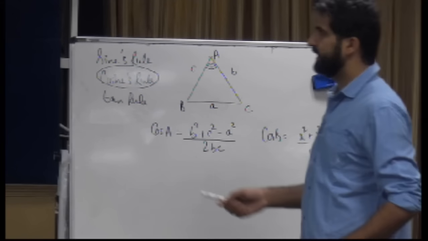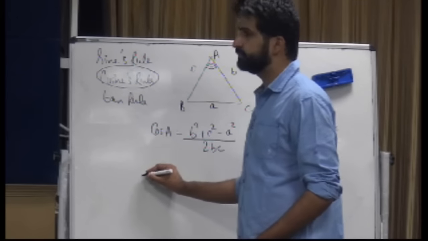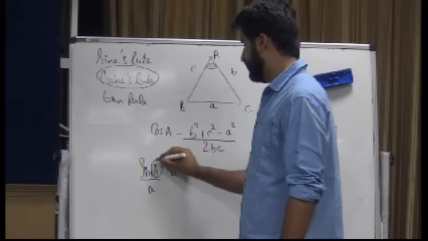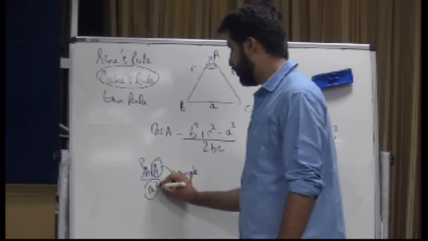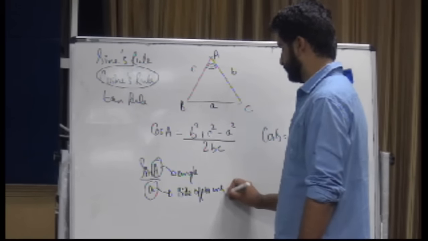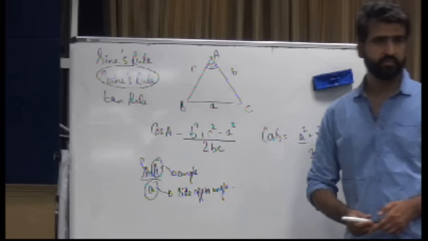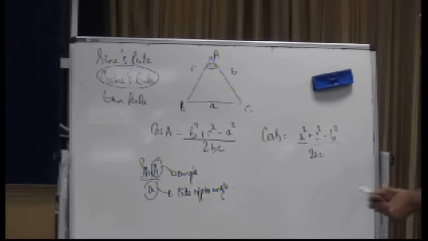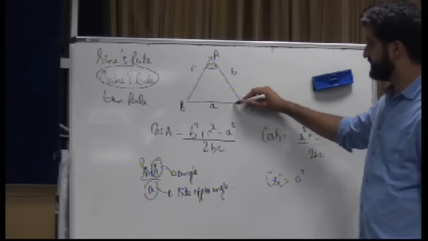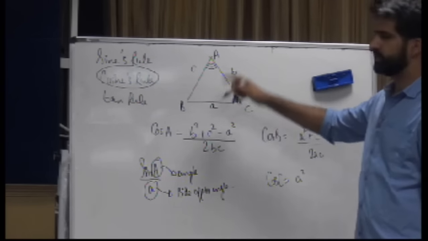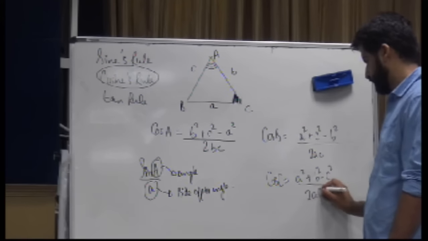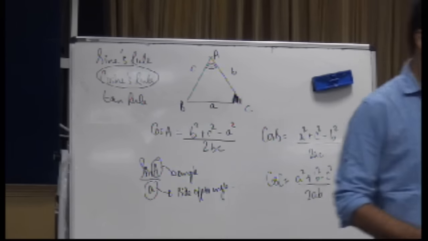Yes, it's sine A upon A. No, it's not capital A, it's sine A upon small a, where A is the angle and small a is the side opposite to the angle. So that's what we mean by sine A by A. And similarly write cos C. This is the angle C, so A square plus B square minus C square upon 2ab. Understand? Okay. So these are the cosine rules.